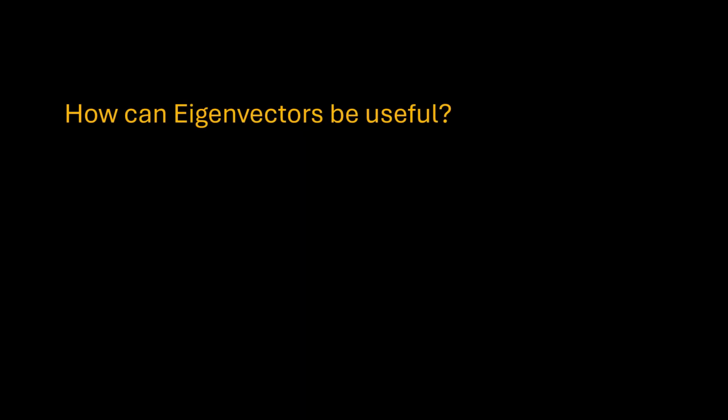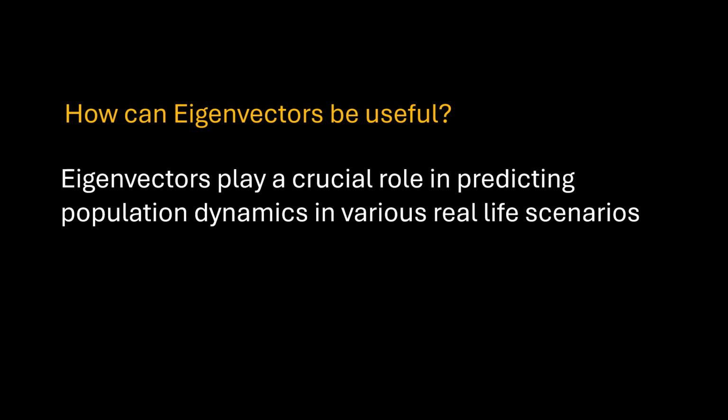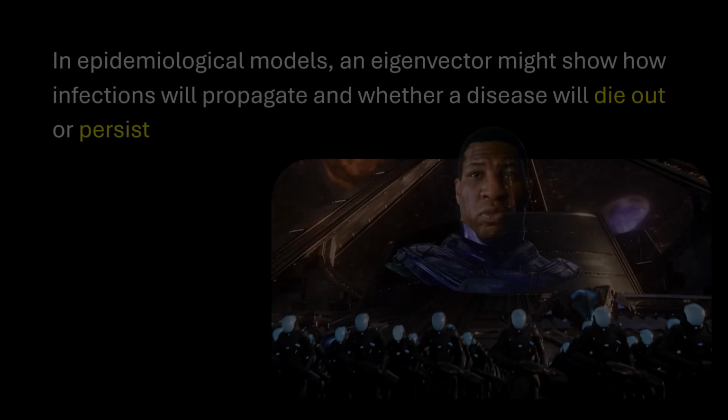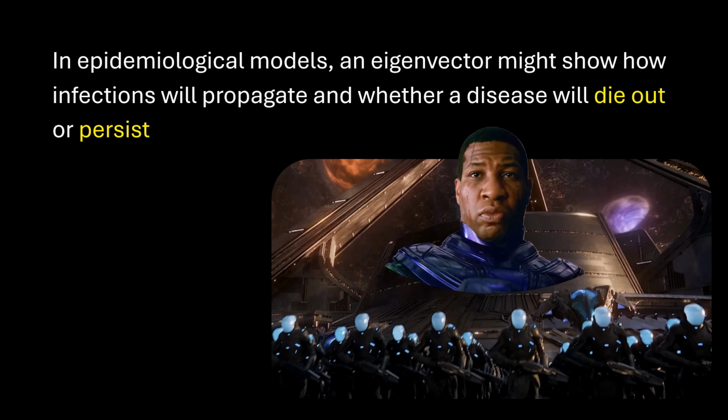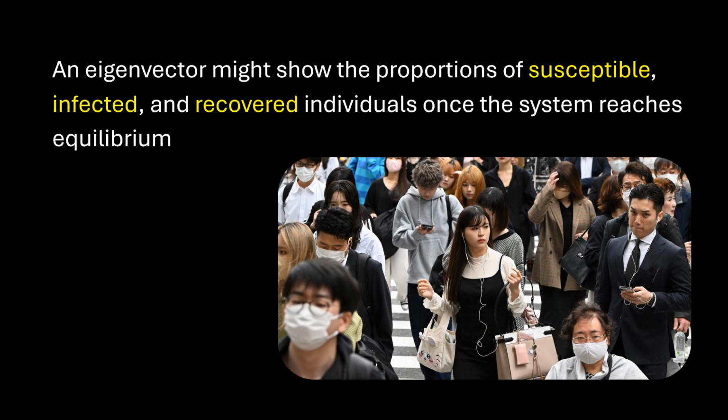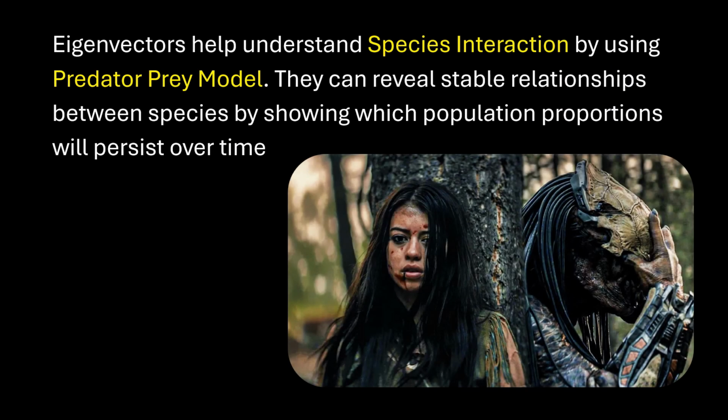So how can eigenvectors be useful? Eigenvectors play a crucial role in predicting population dynamics in various real-life scenarios. In epidemiological models, an eigenvector might show how infections will propagate and whether a disease will die or persist. An eigenvector might show the proportions of susceptible, infected, and recovered individuals once the system reaches equilibrium. Eigenvectors help understand species interaction by using predator-prey model. They can reveal stable relationships between species by showing which population proportions will persist over time.